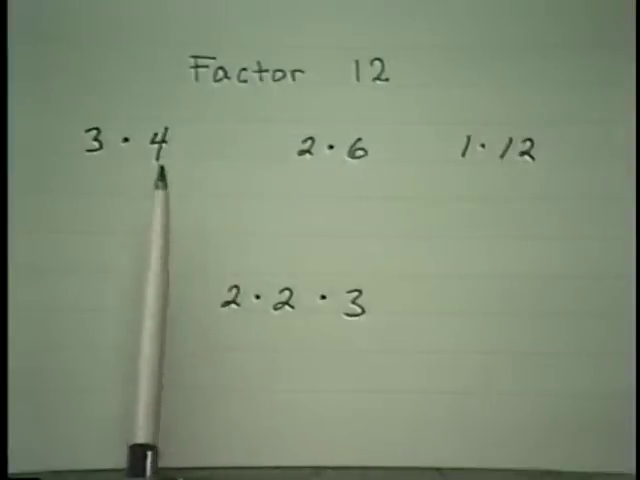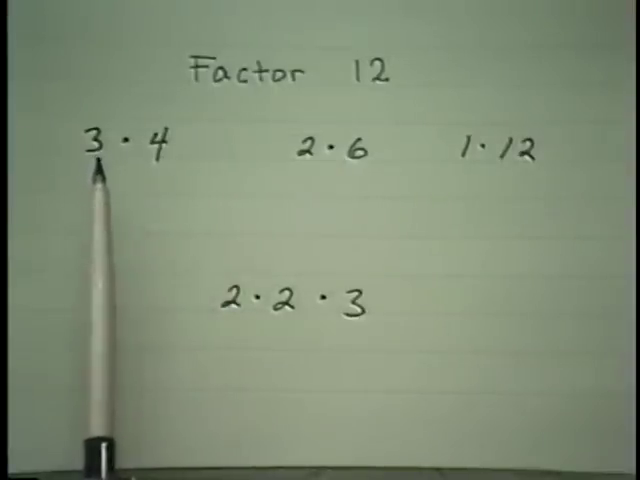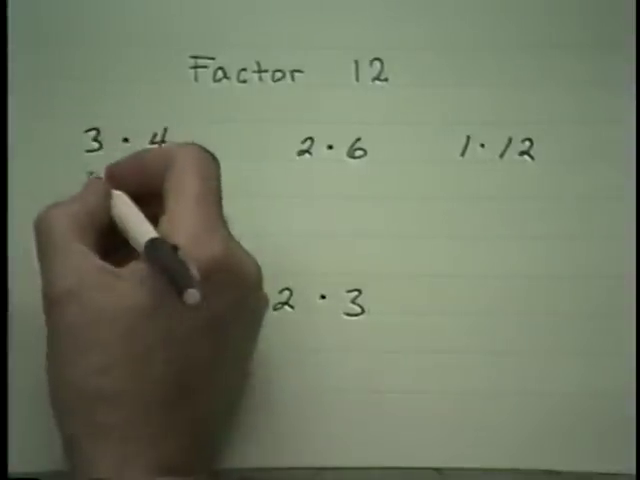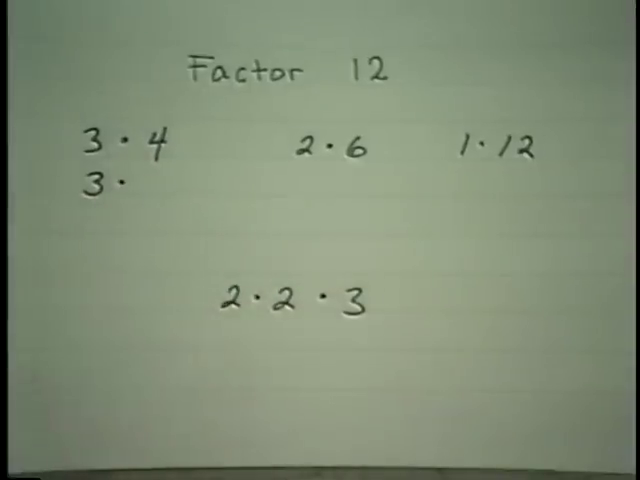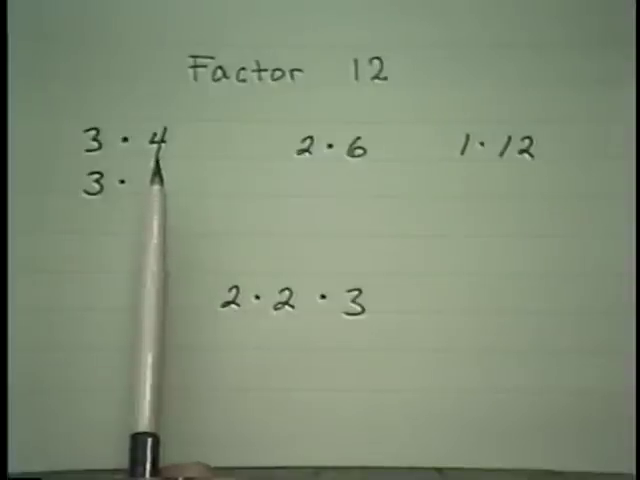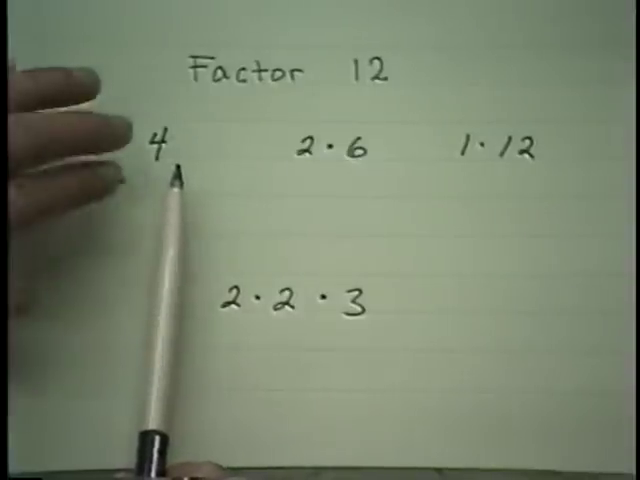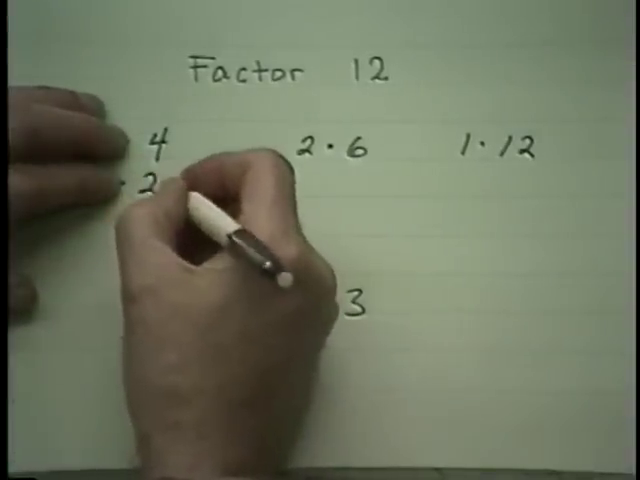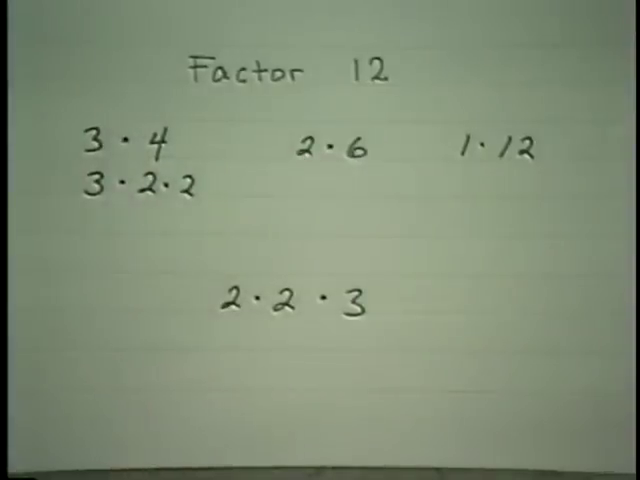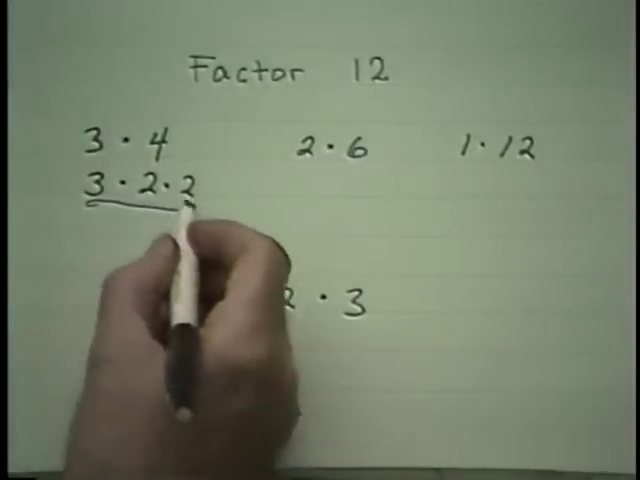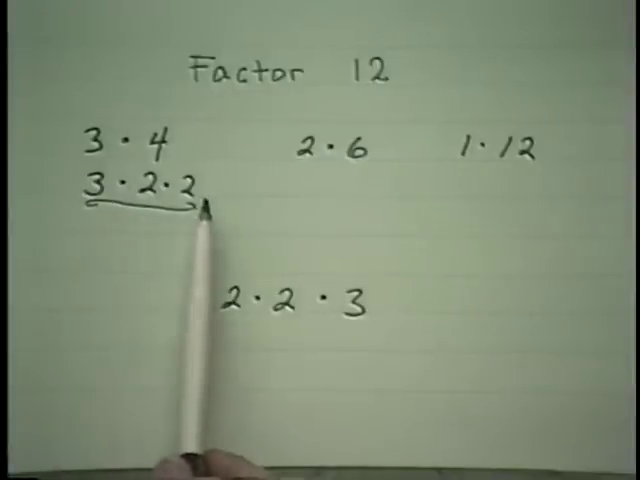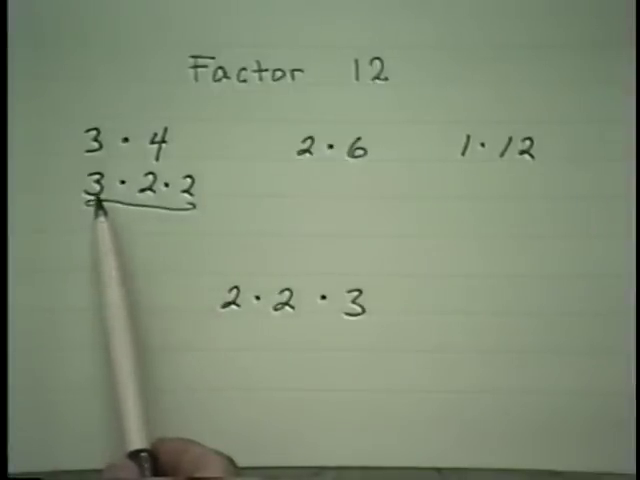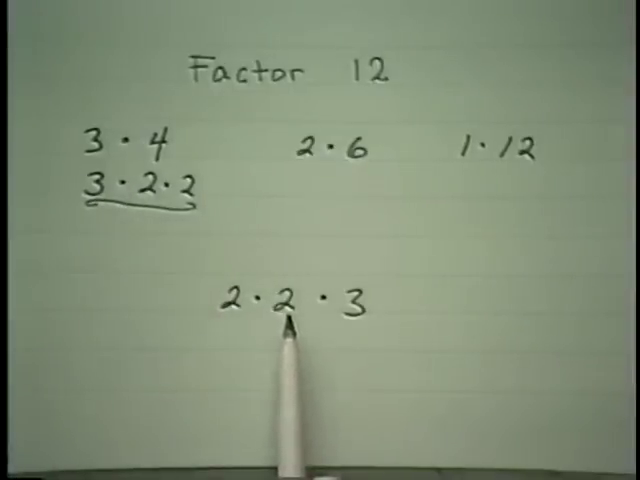Now let's look at this factorization and ask, can I factor 3 once again? The answer is no, because it's prime. The only factors it has are 1 and itself. But 4 can be factored. That is, it can be written in and of itself as a multiplication problem: 2 times 2. Now note, in this case, these are all prime numbers, and it's exactly the same as this.